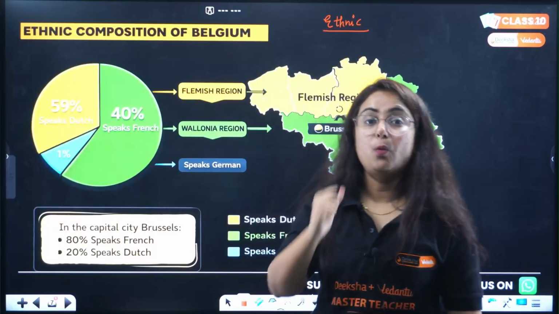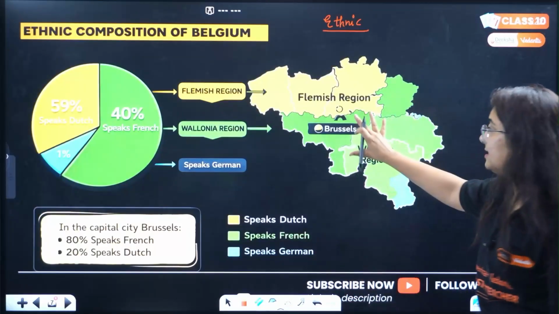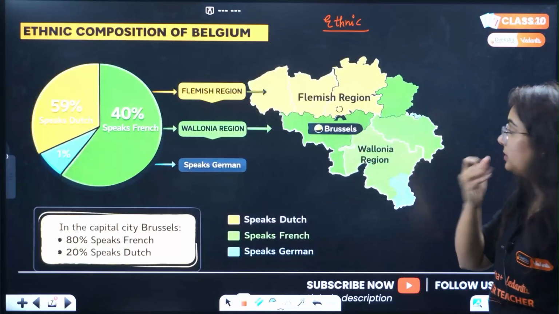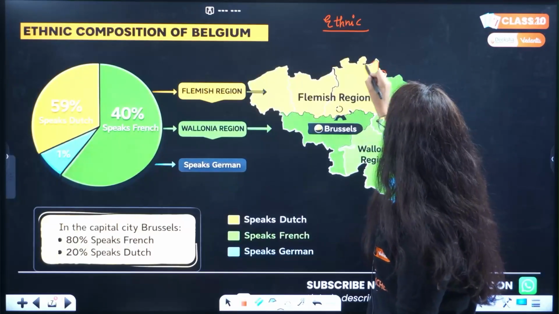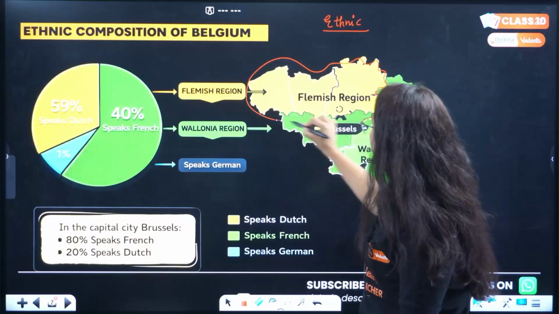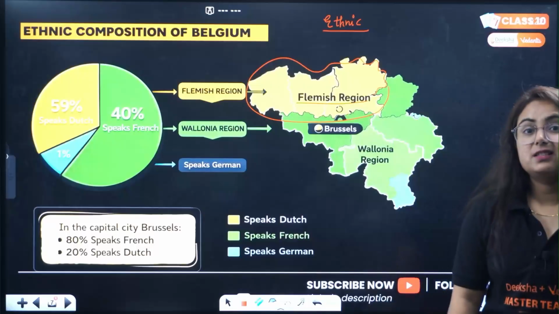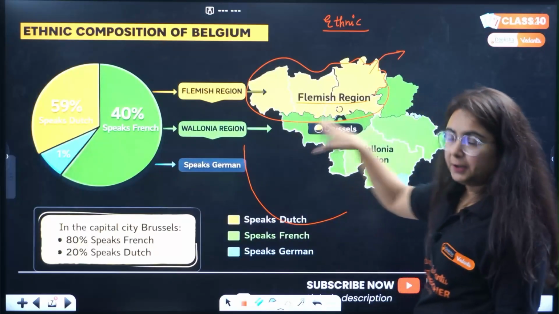Now what happened in this small country with such a small population? Let us see what ethnic variations were present here. See, this is the map of Belgium. Pay attention. This northern region of Belgium is known as the Flemish region.